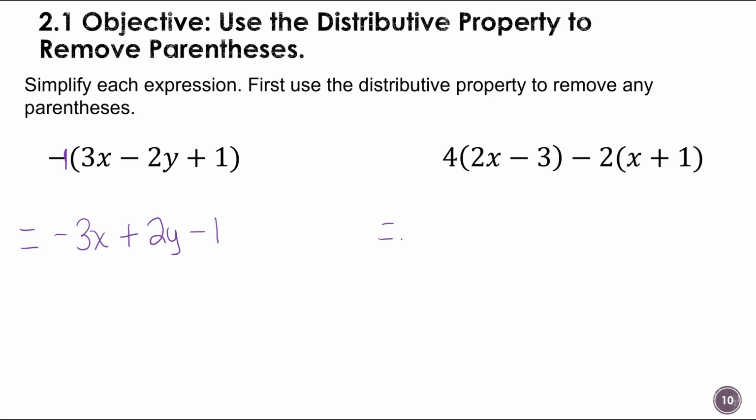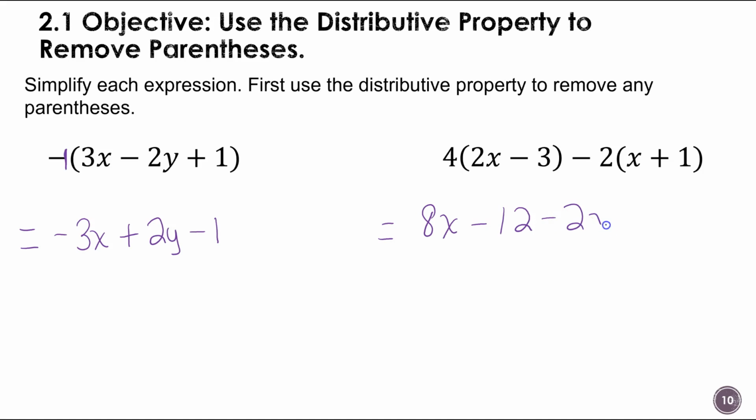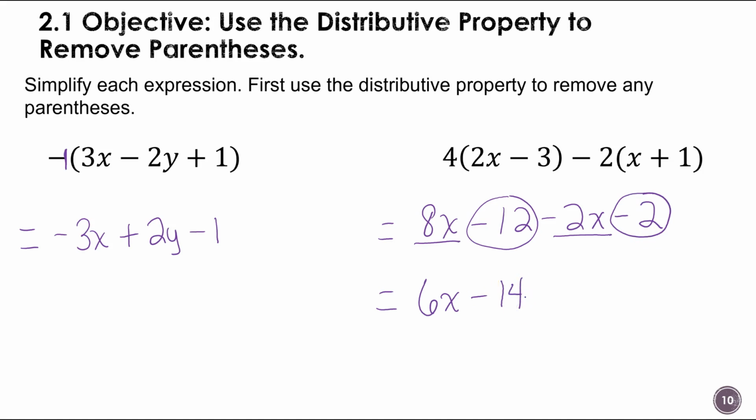On this next one, we multiply the 4 on the outside of the first set of parentheses. So 4 times 2x is 8x. 4 times negative 3, negative 12. And then take a negative 2, because there's a minus sign in front of it, it makes that number negative. So we have negative 2x minus 2, right? Because negative 2 times 1. Now we have like terms, so we have 8x and negative 2x. That leaves me with a 6x. And then we have negative 12 and negative 2, which is negative 14. And we're finished with that one.